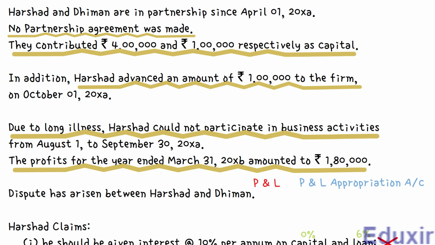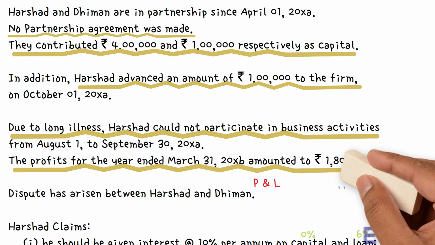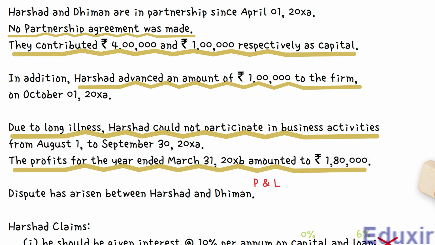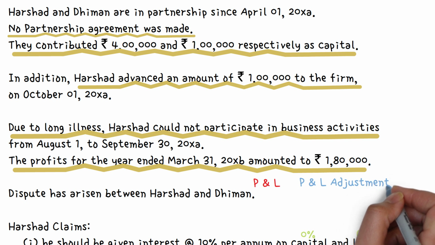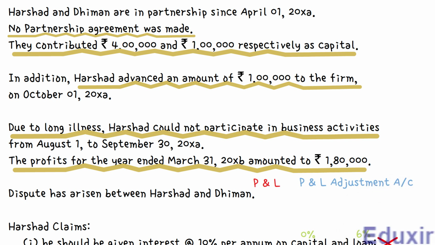Now, as there is a dispute regarding the interest on loan amount, we can assume that this was not considered in the profit and loss account. But as per the problem, the profit and loss account is already prepared. So what should we do now? In this case, instead of transferring the profit to the profit and loss appropriation account, we should transfer it to the profit and loss adjustment account on the credit side. In this account, we will consider the interest on loan and then the resulting profit amount should be distributed among the partners.